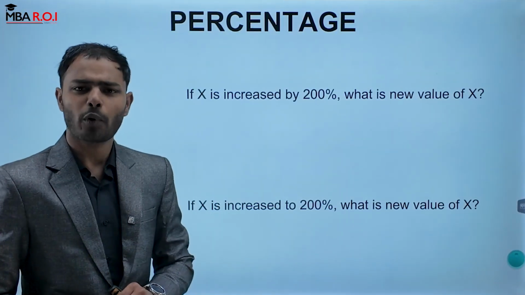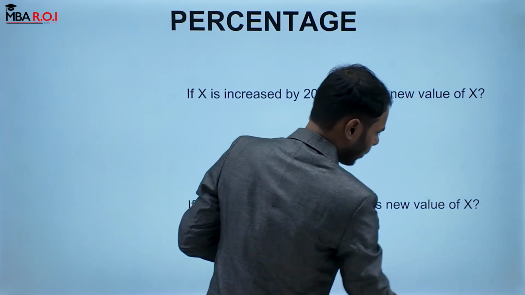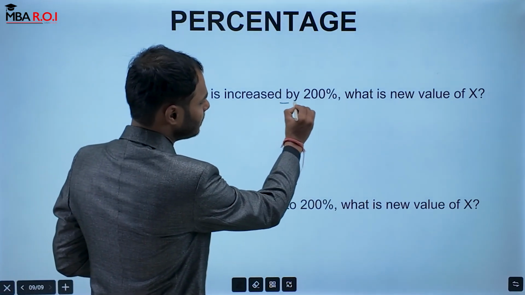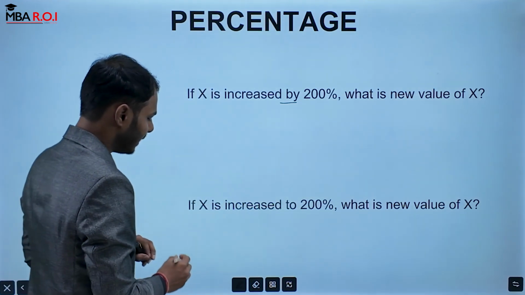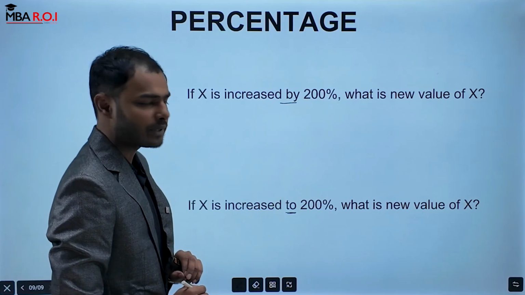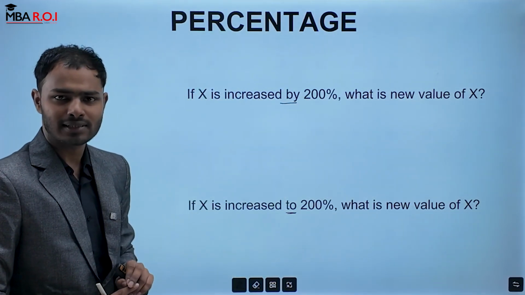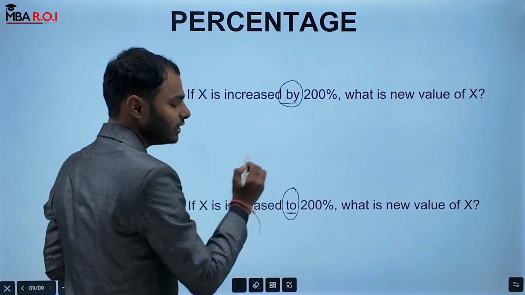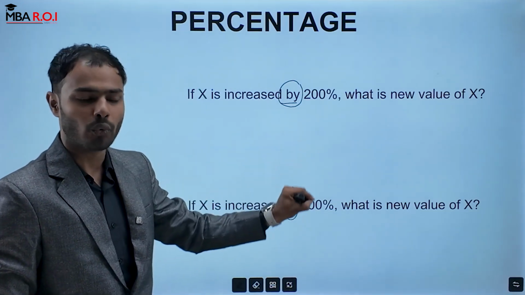Again, sometimes there is a problem of language. Now what is the problem? If you read these two questions, the first question says if x is increased by 200%, what is the new value of x? Similarly, the next question says if x is increased to 200%, what is the new value of x? Both the questions are similar. The only change is of increased by and increased to.